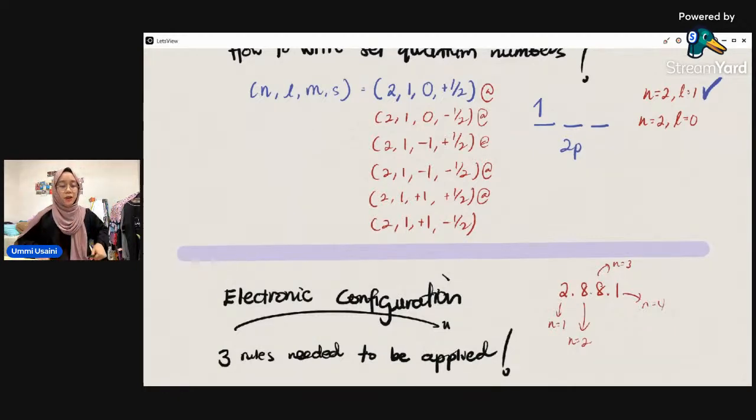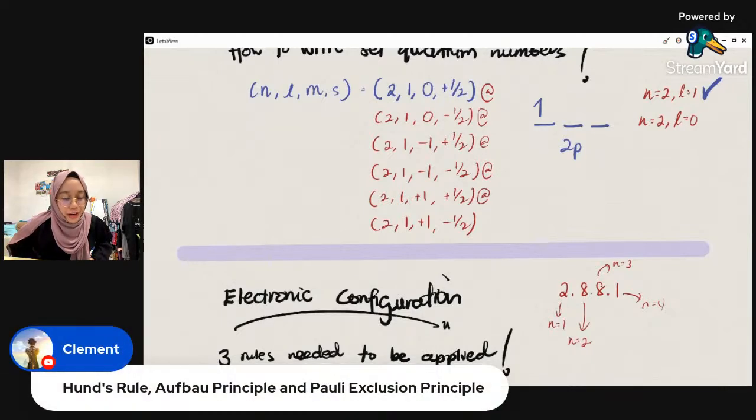Okay, so we have Aufbau principle, Hund's rule, and then kita ada Pauli exclusion principle. Okay, thank you Nell, Halus, Humphrey dengan Clement. Okay, so yes, Clement terus dia bagi the full one, tiga rules yang kita kena apply tu. So let's just have a look briefly at all 3 rules, okay, before kita tengok kepada soalan-soalan malam ni.